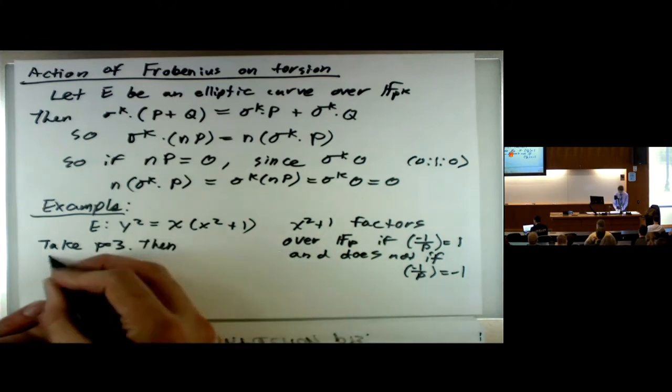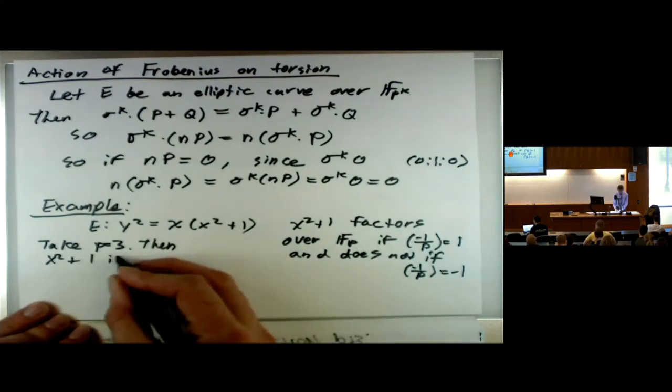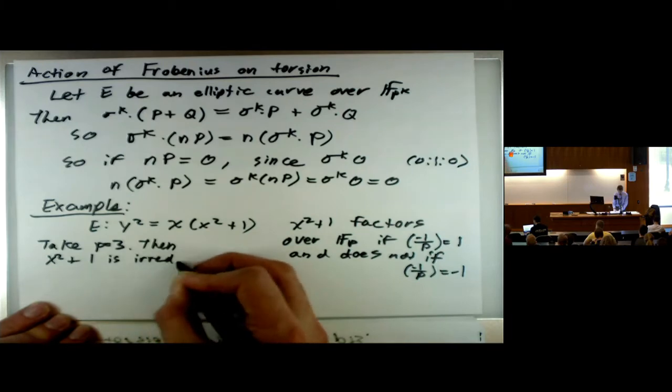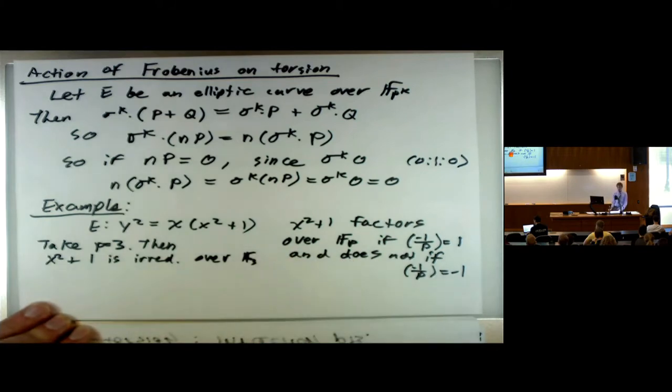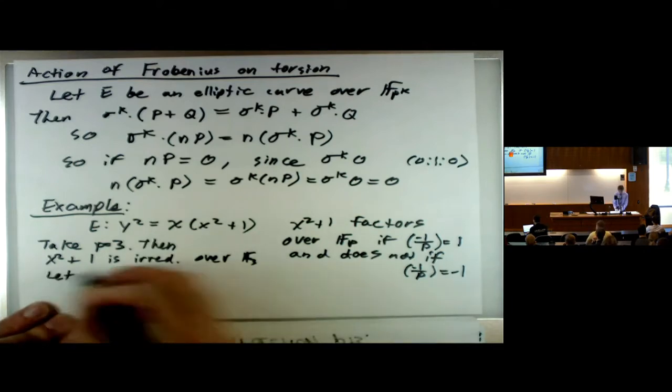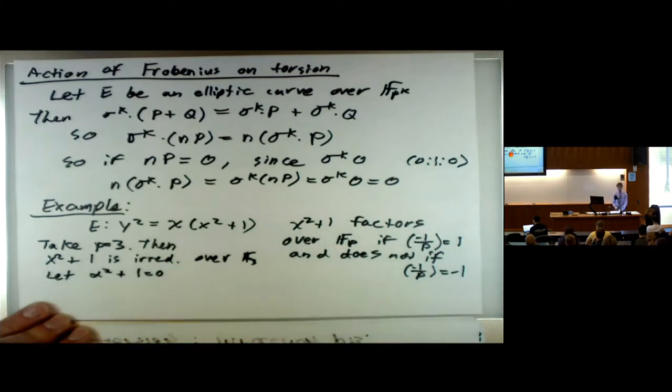So then x squared plus 1 does not factor. It's irreducible over F_3. So you can use it to construct an extension that has a root, right? So let alpha squared plus 1 equals 0. That gives a very nice simple x-coordinate to use for our 2-torsion point. And we know that the y-coordinate is 0.